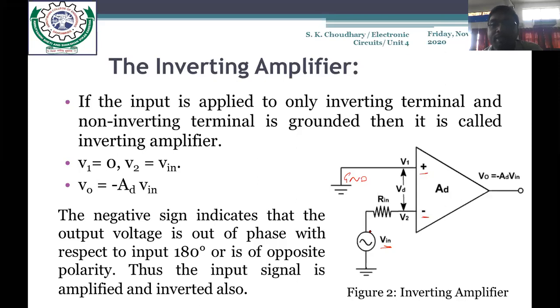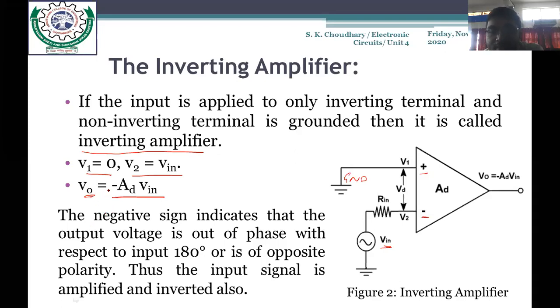This definition is very important from an oral exam point of view also. If input is applied only to the inverting terminal and the non-inverting terminal is grounded, then it is called the inverting amplifier. So as per our assumption, V1 is 0 because it is grounded, V2 is equal to Vin, so V0 would be equal to what? Ad times (V1 minus V2). So V0 is minus Ad Vin. This is a very important relationship in the case of the inverting amplifier.